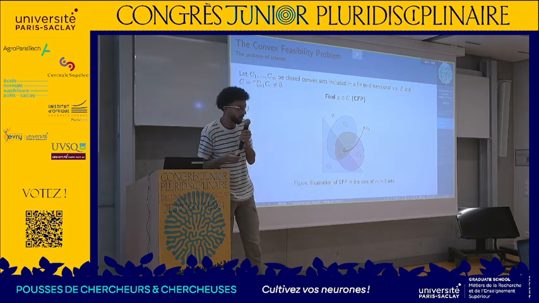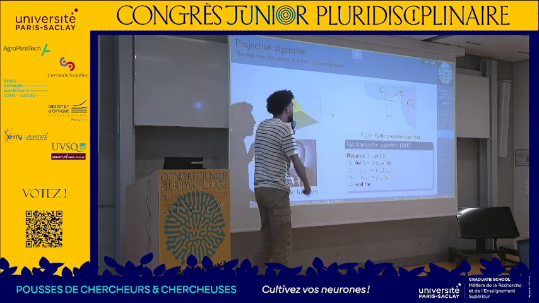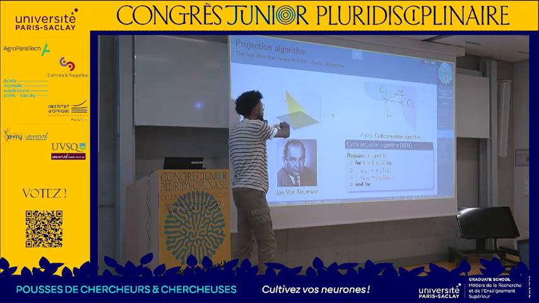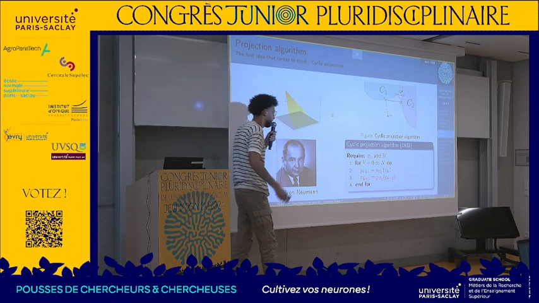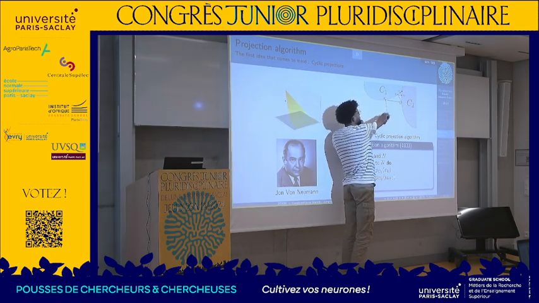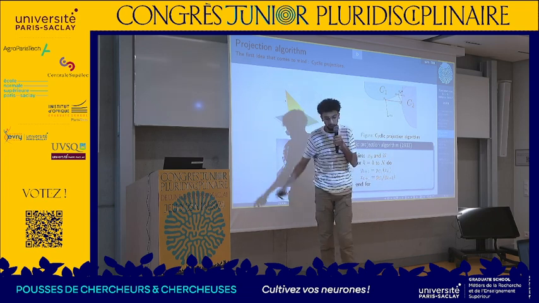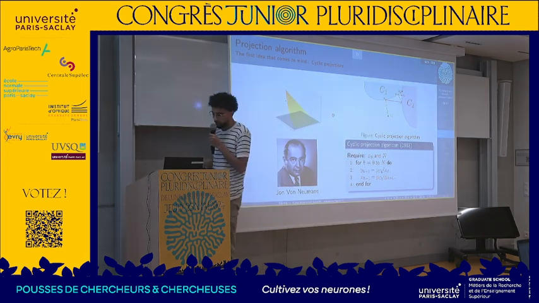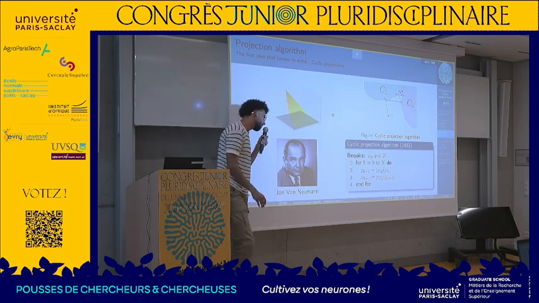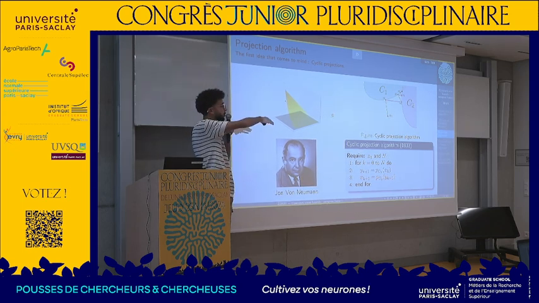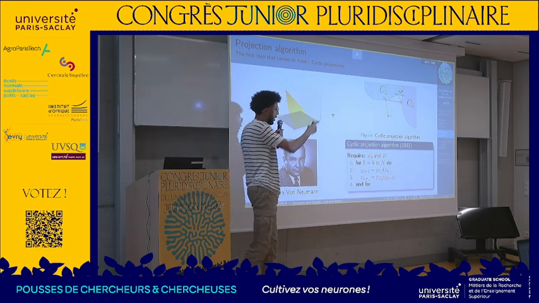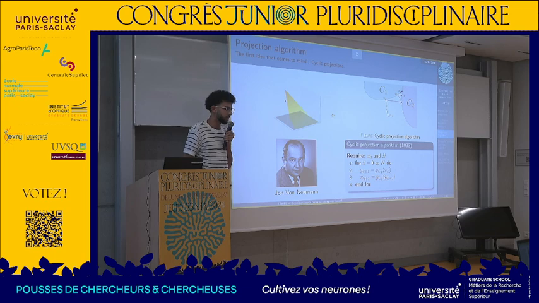So maybe the first idea that comes to your mind is to decide to project alternatively. It's sad because this was an animation, but it's not working. Maybe bad lecture, but never mind. You have this drawing, so you can just decide to project alternatively and hope that it will converge onto one point of the intersection. And this guy, von Neumann, made our dream come true because he proved that in the convex case, you have the convergence onto this intersection.